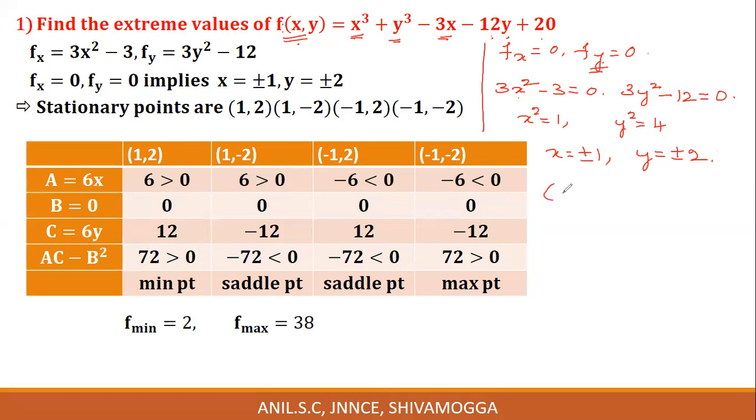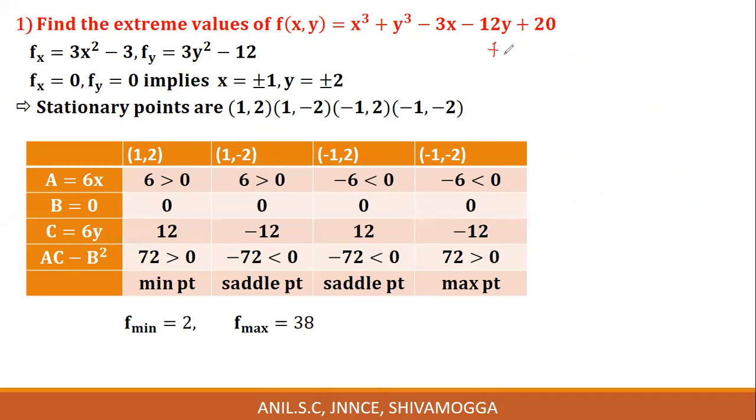I start with plus 1. When x is equal to 1, y is equal to 2. When x is equal to 1, y is equal to minus 2. When x is equal to minus 1, y is equal to 2. When x is equal to minus 1, y is equal to minus 2. These are the four possibilities: 1 comma 2, 1 comma minus 2, minus 1 comma 2, minus 1 comma minus 2. That's what I have written here. The stationary points, possible maximum or minimum points, are 1 comma 2, 1 comma minus 2, minus 1 comma 2, minus 1 comma minus 2.